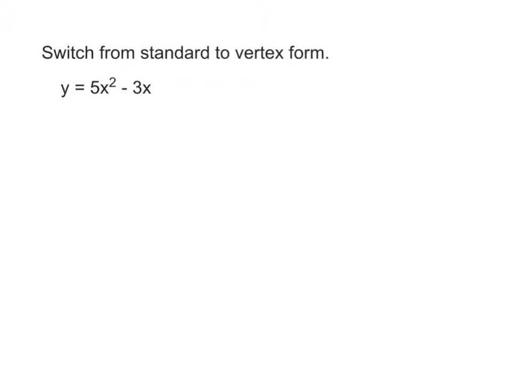Here's the last one that I want to do. Switch from standard to vertex form. So, same as what we've been doing. The first step is factor out the coefficient from the first 2 terms. Well, this one actually only has 2 terms, but this one's a little bit trickier because we're going to take that 5 out. That becomes an x squared, but what does the -3x turn into when you take out a 5? Yeah, 3 over 5 x.